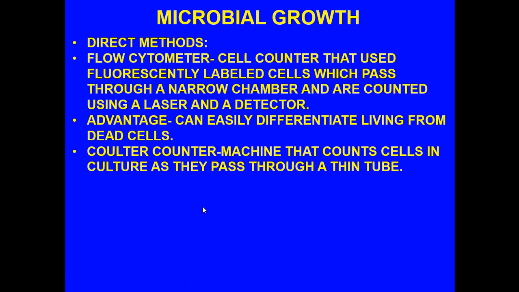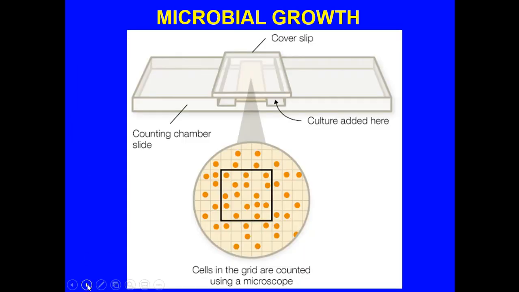Flow cytometers. These are cell counters that use fluorescently labeled cells, which pass through a narrow chamber and are counted using a laser, which would react with the fluorescent label, and a detector that would identify the fluorescence of those labeled cells. Advantage: it can easily differentiate living cells from dead cells. You also have what they call a culture counter, and these are machines that count cells in culture as they pass through a thin tube.